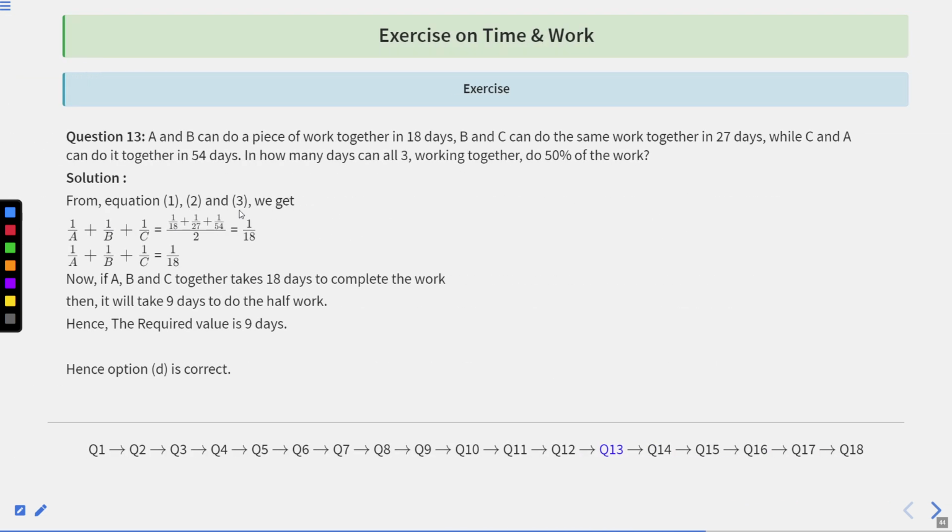So from equations 1, 2, 3, we get the total combined work: 1 upon A plus 1 upon B plus 1 upon C equal to (1 upon 18 plus 1 upon 27 plus 1 upon 54) upon 2. That is equal to 1 upon 18. Now if A, B and C together take 18 days to complete the work, then it will take 9 days to do half of the work, and the required value is 9 days. So the correct option here is option D.